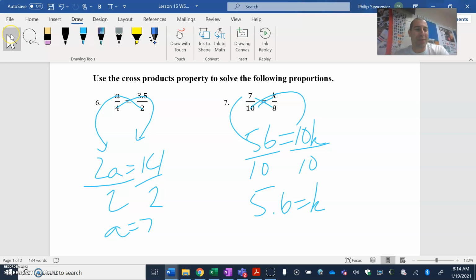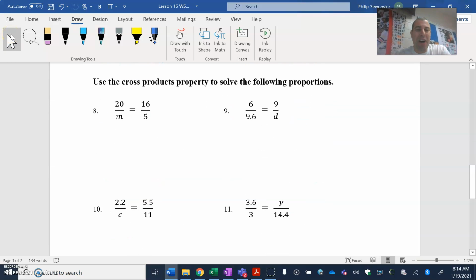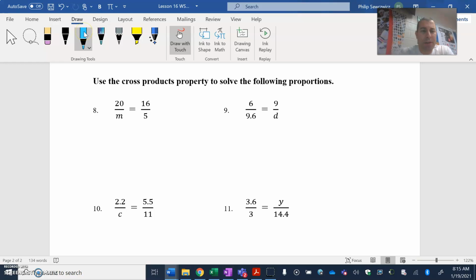All right. Let's see what else we got going on here. Let's go on to the next page. All right. Again, cross products. We do want to make sure you see cross products. So even if you're like, oh, I think I can get it, let's make sure we're good with it. I'm going to do one more here. 5 times 20, 100.